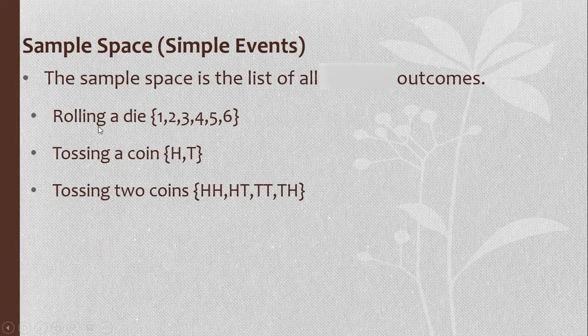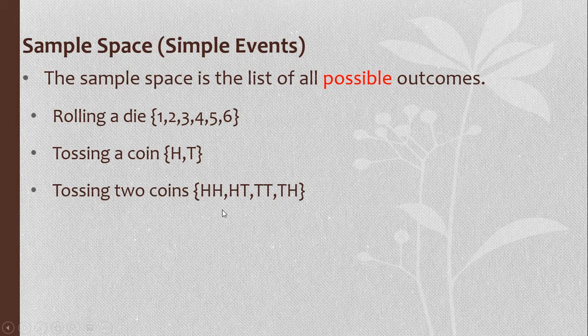Now, first thing we have to define is sample space of simple events. So a simple event just means one thing happening. So the sample space is a list of all possible outcomes. So if you're going to roll a die, the possible outcomes, well, you could get a 1, 2, 3, 4, 5, or a 6. If you're going to toss a coin, your possible outcomes are either a heads or a tails.